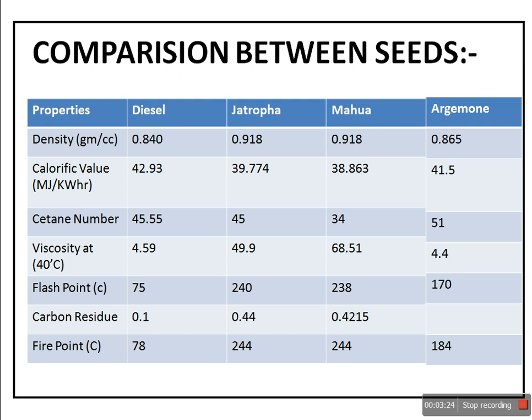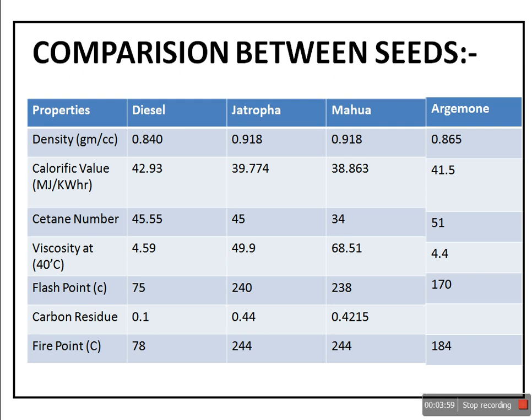For calorific value, diesel 42.93, Jatropha 39.774, Mahua 38.863, Argemone 41.5. Again we see that the difference between the diesel and Argemone oil is little compared to Jatropha and Mahua. As we know, Jatropha and Mahua are the finest biodiesels we have found till now. Cetane number: 45.5, 45, 34 and 51.